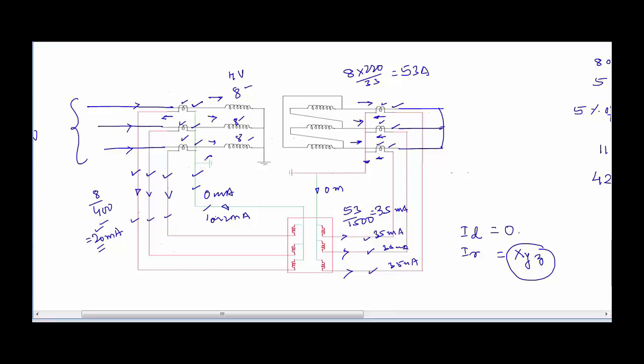And in order to do that, what we are going to do is simply remove this grounding where we have a link. So there will be a link. After opening this link, we can see that the system will be ungrounded. We are going to perform an insulation resistance test with the help of a 500 volts megger.